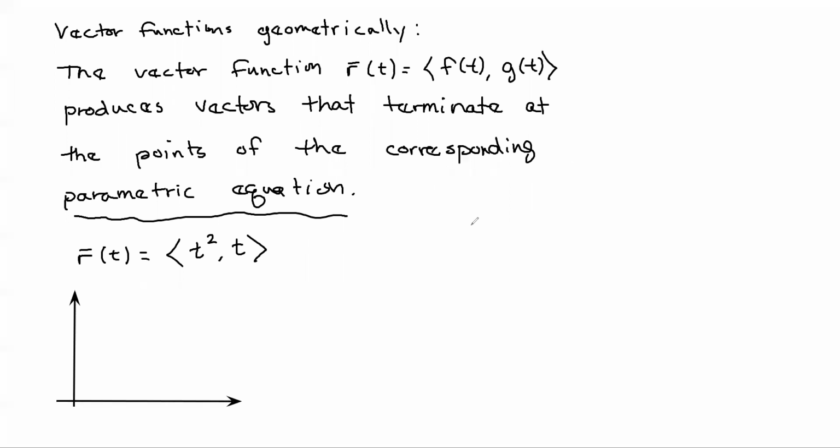Then over here off to the side, we're going to look at the corresponding parametric equation. How do you find it? Well, this is the x component of the vector function, and this is the y component. So we set x equal to this component and y equal to that component, and we get a parametric equation: x equals t squared and y equals t. Let's graph this too, so you can see the relationship.